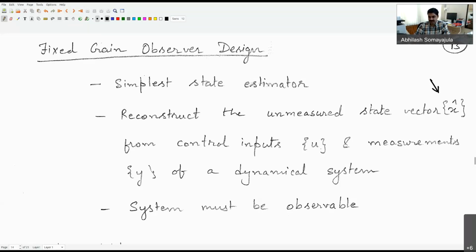So today we'll discuss more about the generic fixed gain observers, and if time permits, we'll come back and discuss that application to a heading autopilot today.